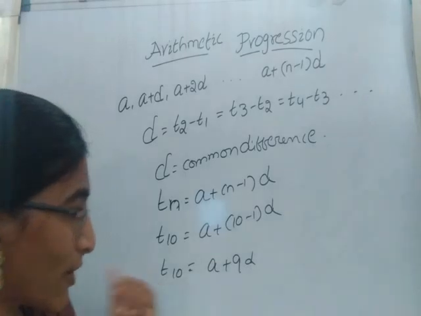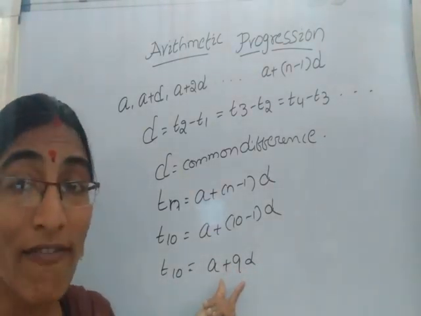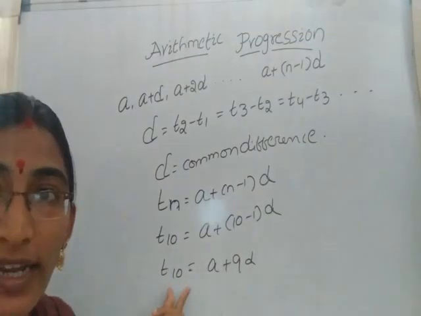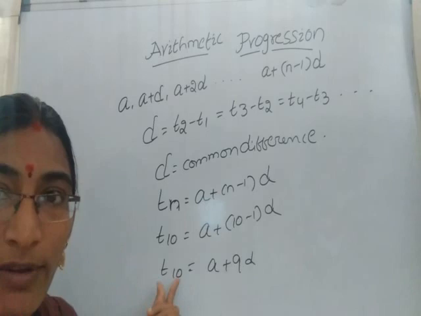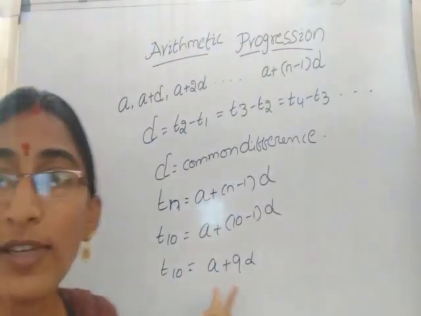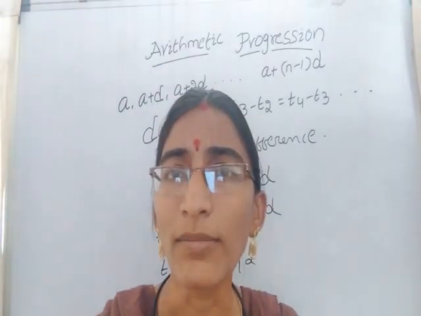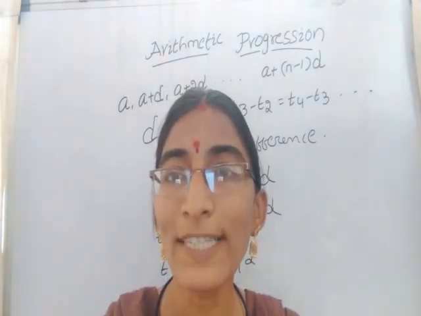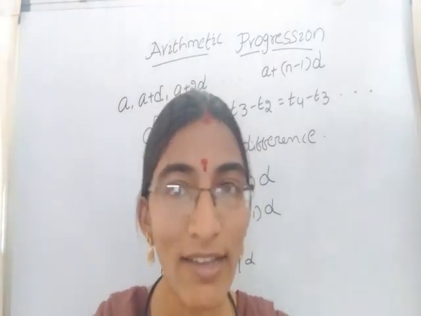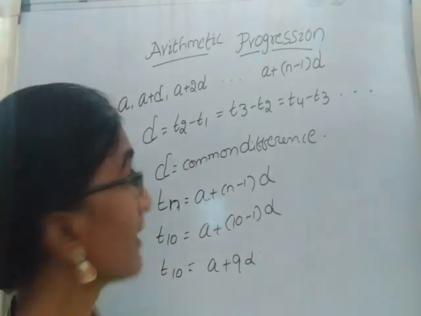Here we have to observe one logic: the value before the d is 1 less than the term number. Whichever term we take, if we subtract 1 from that number, we get the value preceding d. That is, the 10th term is equal to a plus 9d. Suppose we want the 15th term: the 15th term is equal to a plus 14d. The 100th term is a plus 99d. The 1000th term is a plus 999d.